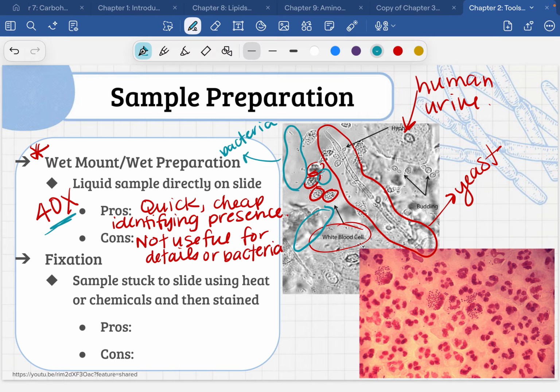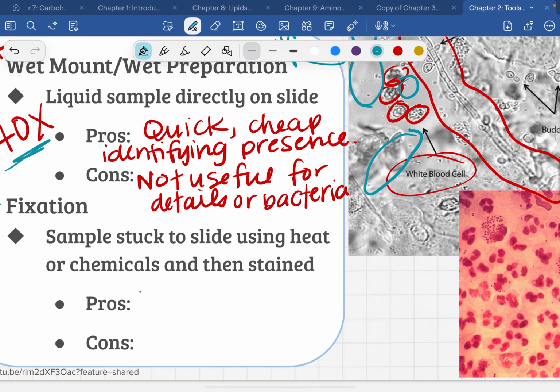Now, fixation is our other way of preparing slides. Fixation is when a sample or specimen is stuck to a slide using heat, and then it is stained, meaning that we apply different dyes to it to make it turn different colors. There are lots of different dyes, and the purpose of each is different. Each one looks at something specific. We'll talk about one specific stain in just a second. But the pros of this are that it can be looked at under the 100x magnification, so it is more detailed.